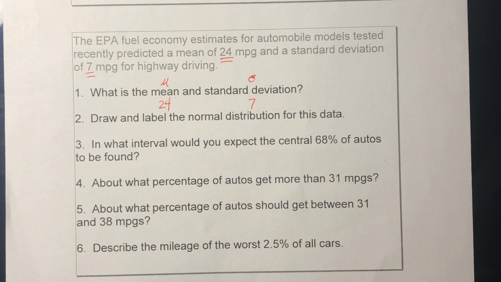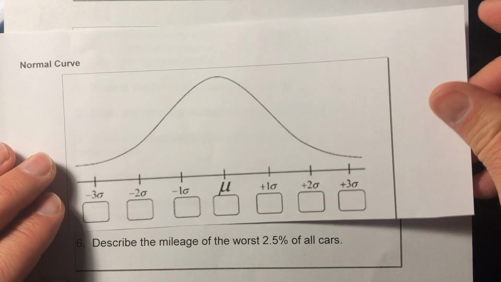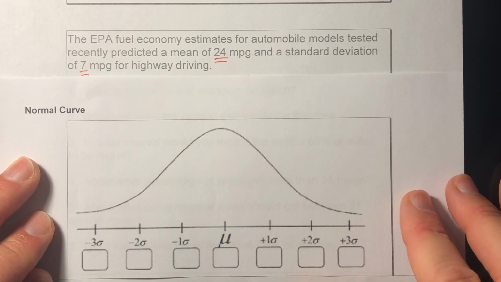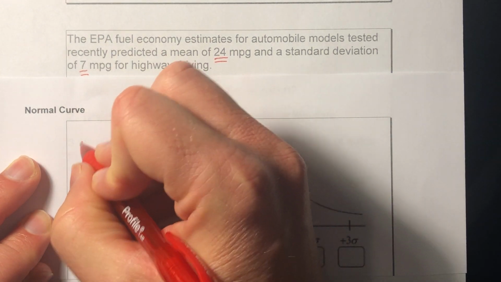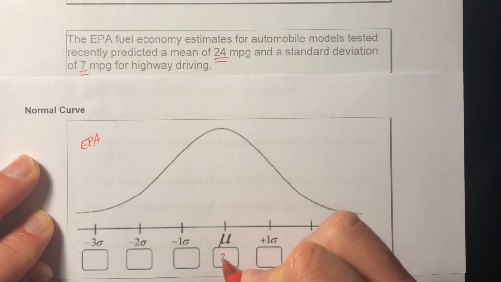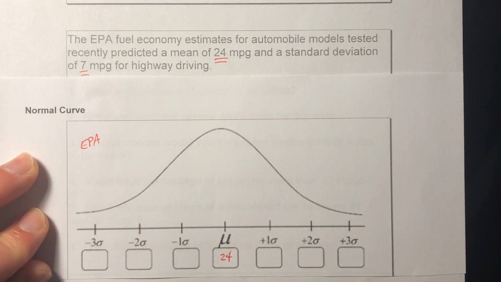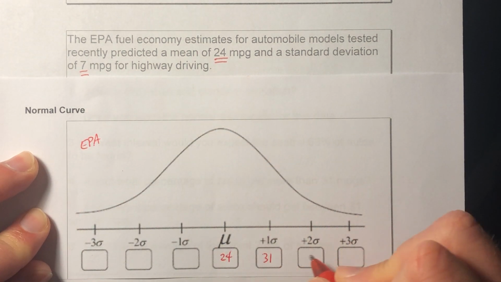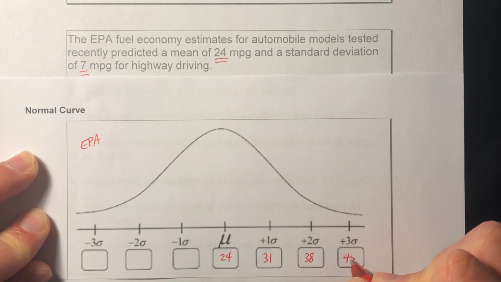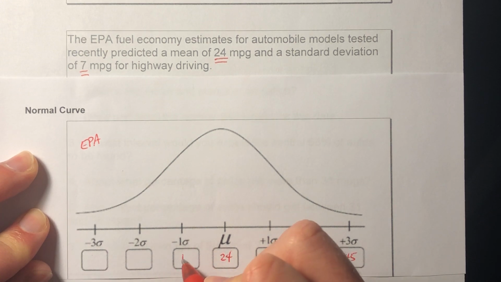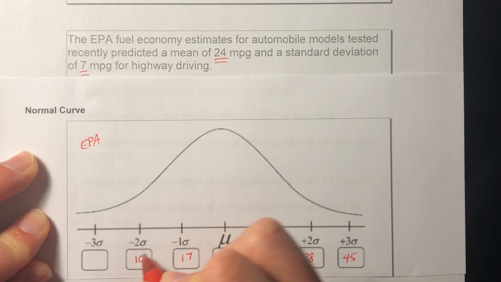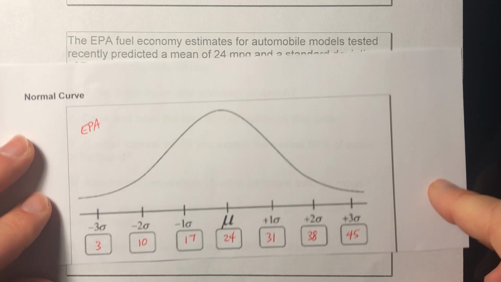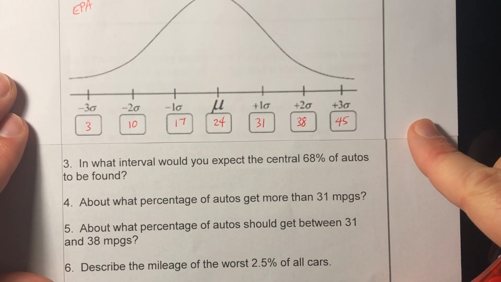All right, so we're going to draw a normal distribution with this data. Okay, let me kind of put it like this. All right, so this is our EPA fuel economy. So 24 would go right smack in the middle. Okay, if we add 7, because that's your standard deviation, you're going to get 31, 38, 45. If we go to the left, we subtract 7. So there's your normal distribution for this set of data. Okay? So we drew that. That's question 2.